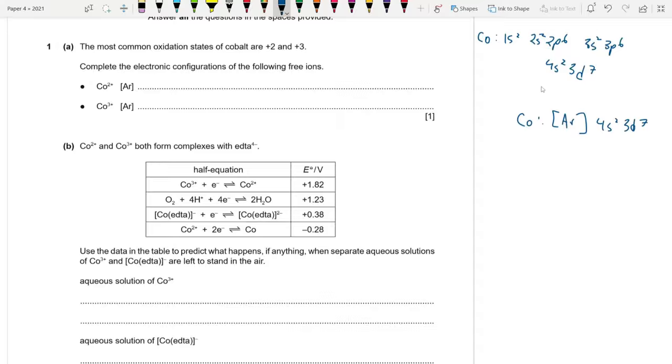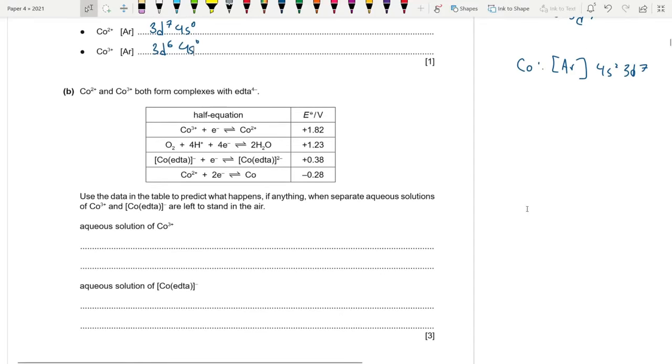Now if you want to write cobalt 2 plus, always remember for transition metals, the electrons are taken out of the 4s orbital first. So it's going to be argon followed by 3d7 only. Okay, it's 4s0. You can write that if you want. It's not really necessary. What about cobalt 3 plus? We're going to remove 2 electrons from the 4s orbital and 1 electron from the 3d orbital. So what do we have left? It's argon followed by 3d6, 4s0. 4s0 is not a requirement, okay?